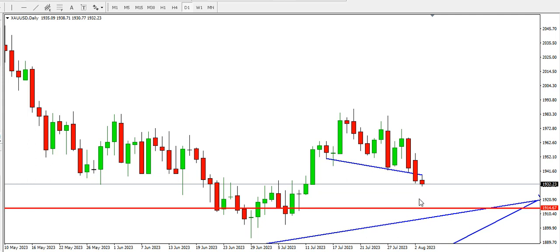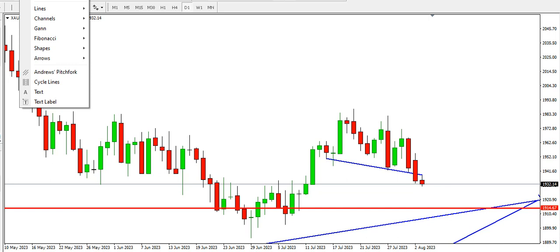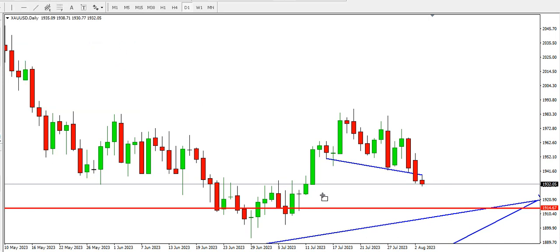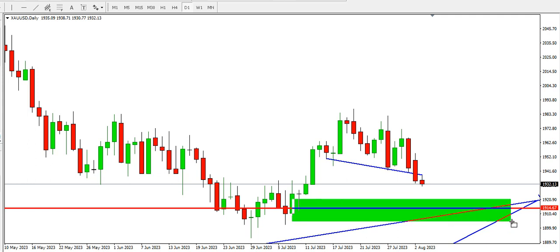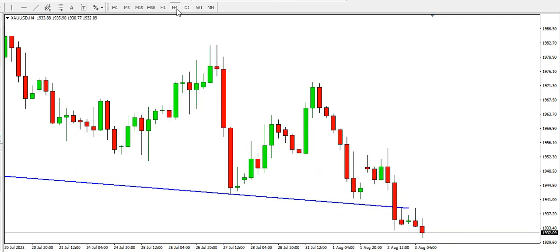Still on the daily time frame, we have this particular order block that might serve as support to price. On the 4-hour time frame, price is sliding. We have this descending trend line, showing that the bears are in position.